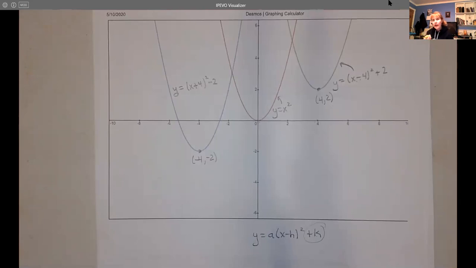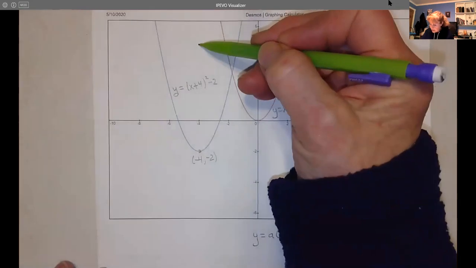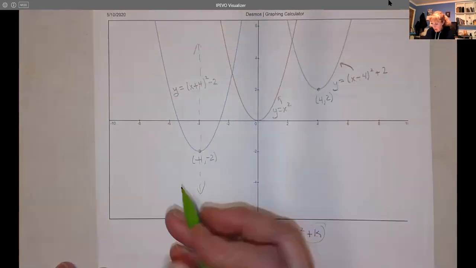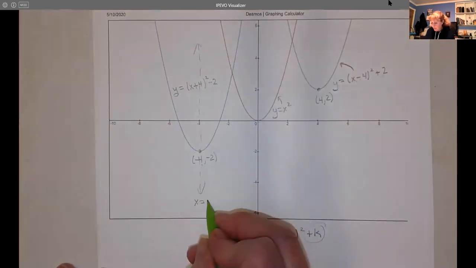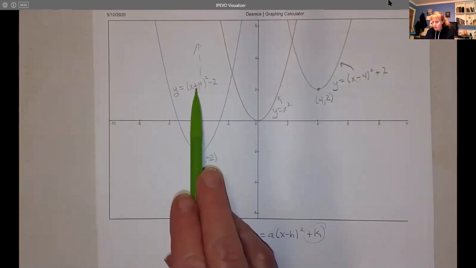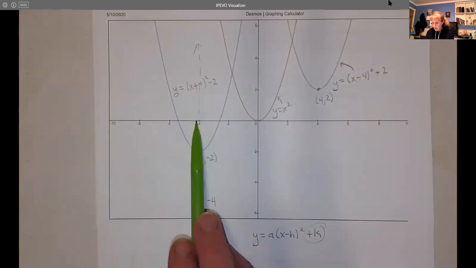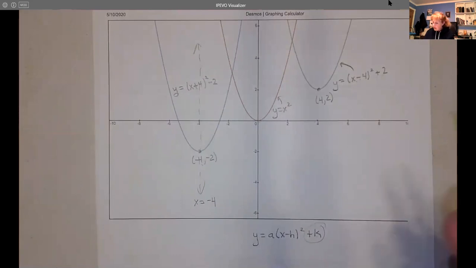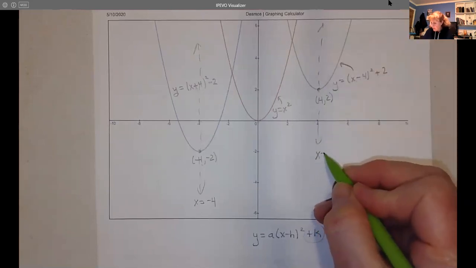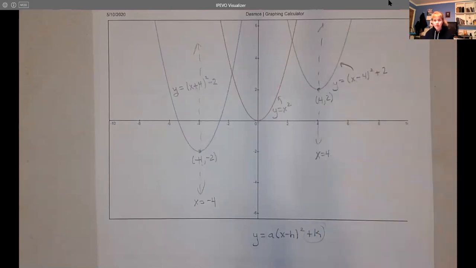But I still want to look at the axis of symmetry. Because we shifted it up or down, will that change the axis of symmetry? Well, the axis of symmetry is still a vertical line, and it's x equals negative 4. So shifting it up or down did not change that axis of symmetry. It's based on the right or left shift only. It's based on whatever the x coordinate is. Here, the axis of symmetry is still x equals negative 4. Still runs through the x coordinate.